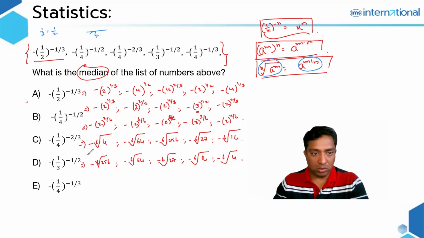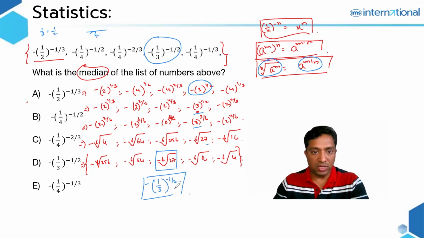Now, because there are 5 different elements, the middlemost element will be the third element, and that is none other than minus sixth root 27. And you all know that sixth root 27 over here stands for minus 3 power half. So that is none other than minus of (1 by 3) whole power minus 1 by 2. So this happens to be the median of the list of numbers given to us. Hence, the answer to this question must be D.